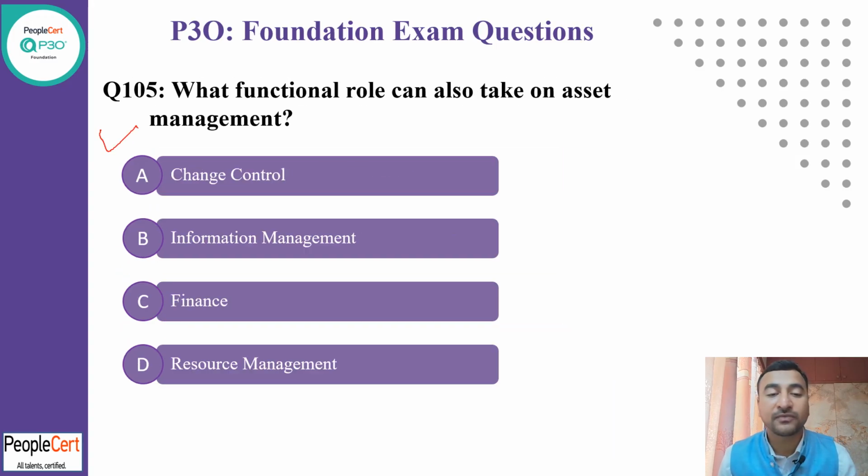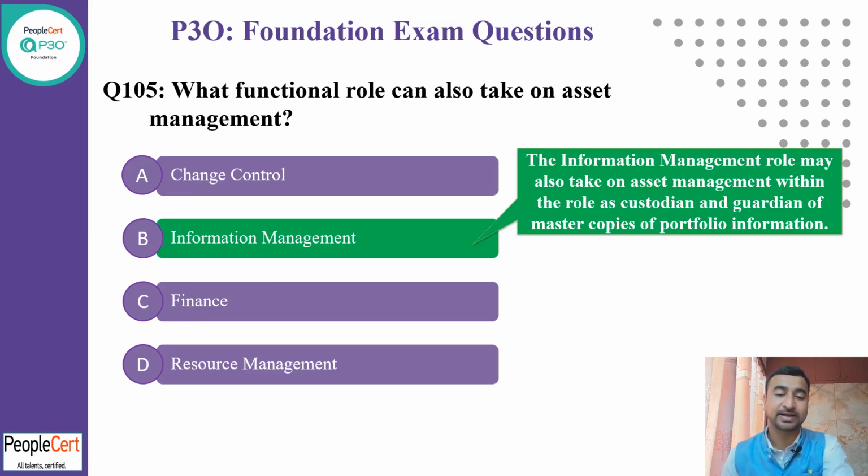Question 105 says: what functional role can also take on asset management? Now, try to recall the fundamentals. Asset management doesn't just mean the assets themselves, but information management: which assets are allocated to whom, what the status of a particular asset is, and all that, such as active directory maintenance, all done by your information management role. Change management is not relevant, finance is not relevant, resource management is not relevant. So B is the most correct answer. Yeah, that is it: the information management role may also take on asset management within the role of custodian and guardian of master copies and portfolio information. So that's the correct answer.